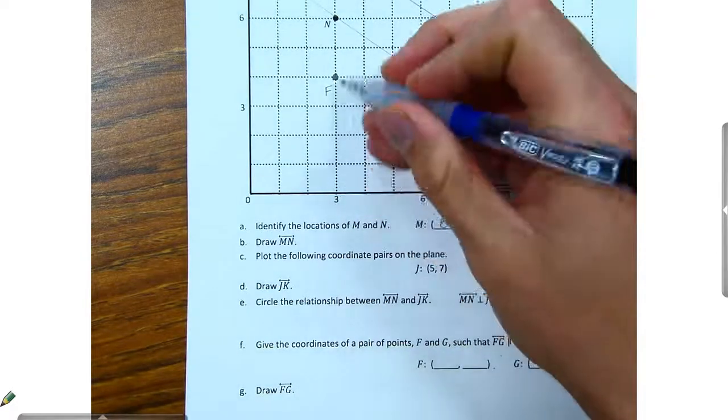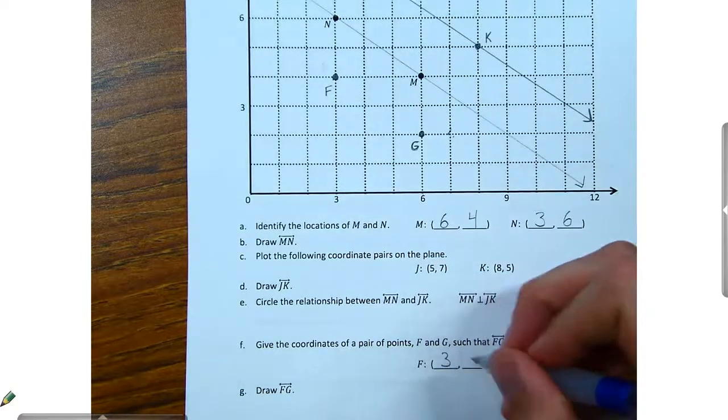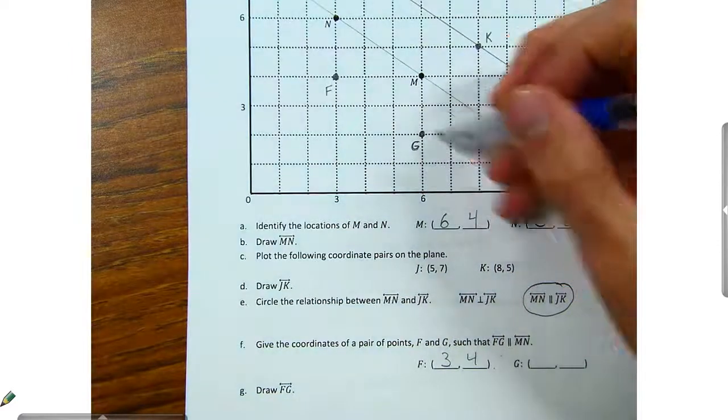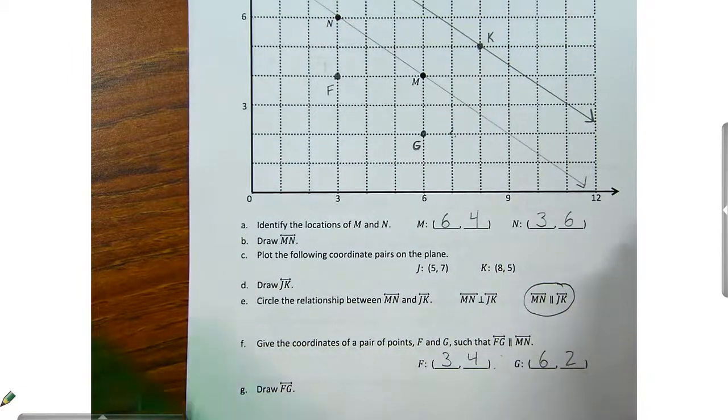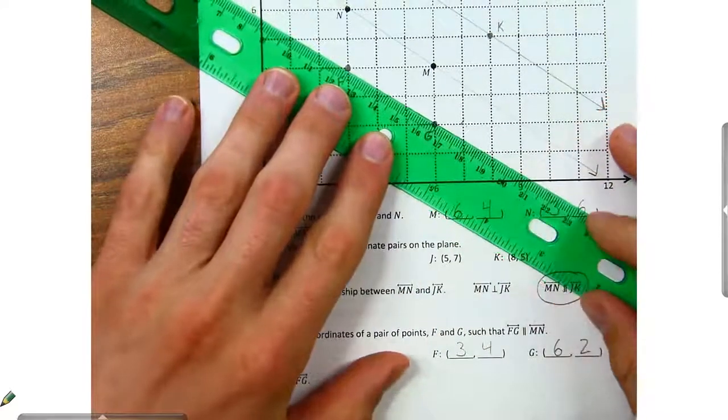And F is 3, 4. And G is 6, 2. Draw our line right here.